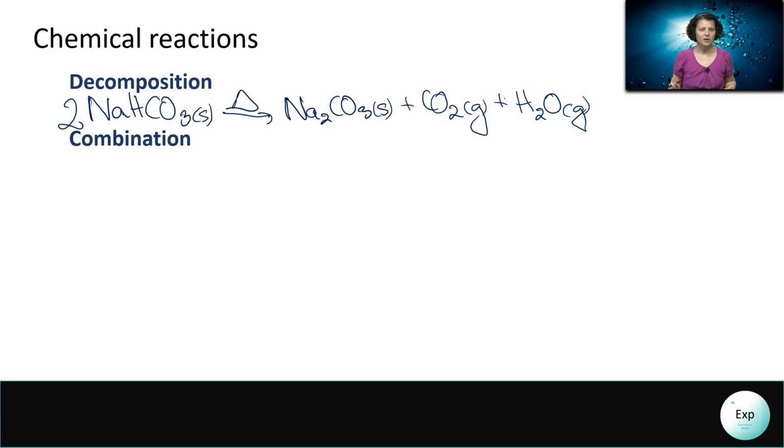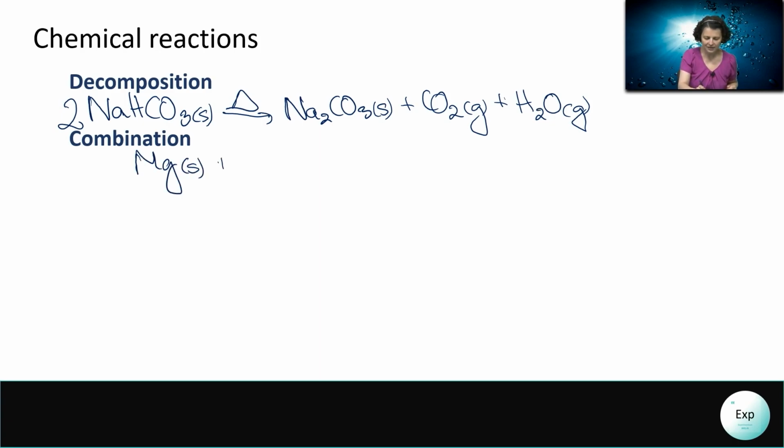Combination reactions are those where we start with two substances, and those two will combine to form just one product. There are many reactions that do this. One of the flashiest ones is the reaction of magnesium with oxygen.